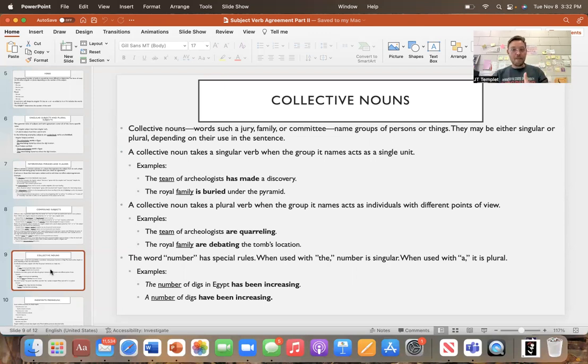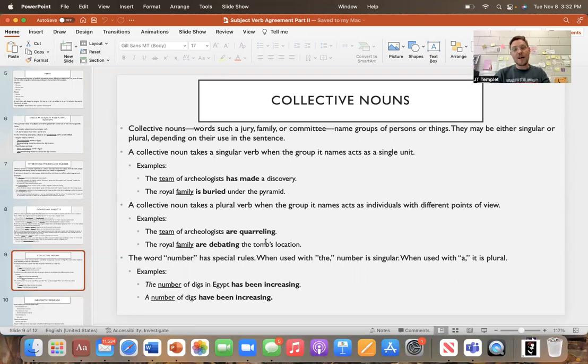The royal family is buried. Family is one thing. Even though I am a person and I have a mother or a father or whomever, brothers, sisters, we are one as a family, right? We are the template family. However, they become plural when they act as individuals with different points of view.